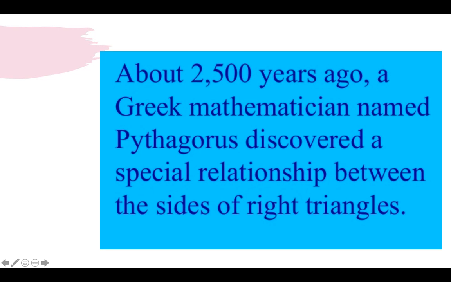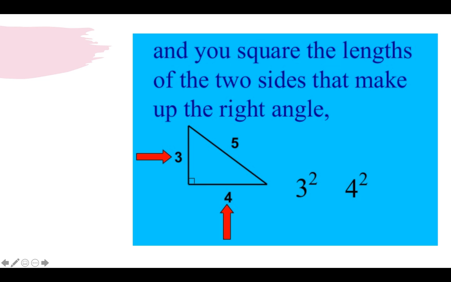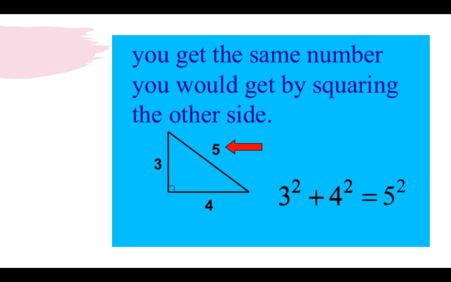About 2,500 years ago, a Greek mathematician named Pythagoras discovered a special relationship between the sides of right triangles. So what he realized is that if you have a right triangle and you take these two straight lines here and you square those two sides, when you add those together, you get the same number that you would get by squaring the other side.